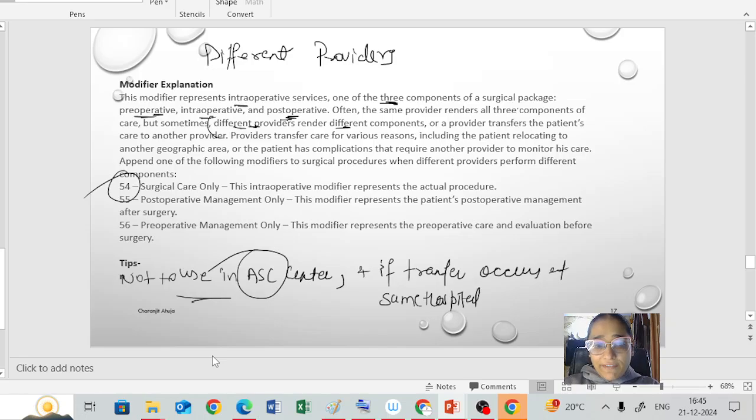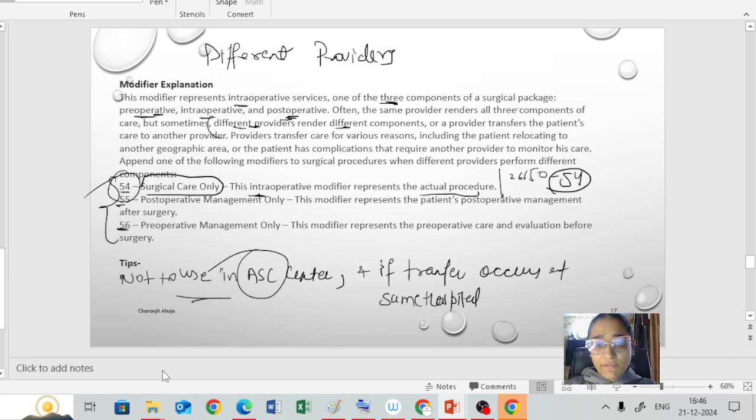So we have these three modifiers, 54, 55 and 56. Modifier 54 needs to be used when only surgical care is given to the patient. That means this intraoperative modifier represents the actual procedure. So if the patient is coming to get a fracture reduction, let's say 26650, distal reduction of the radius and ulna, then we are going to use the 54 modifier with the procedure to represent that our doctor is just doing the reduction only. We are not going to follow up with the patient after the surgery.